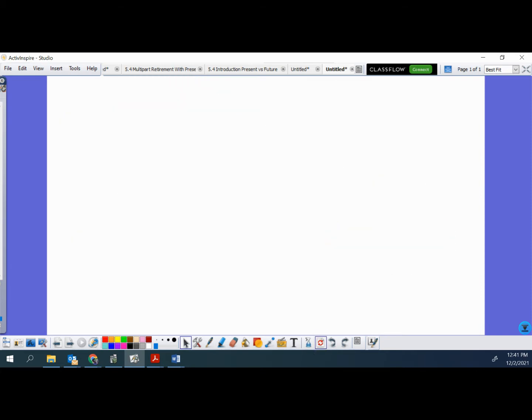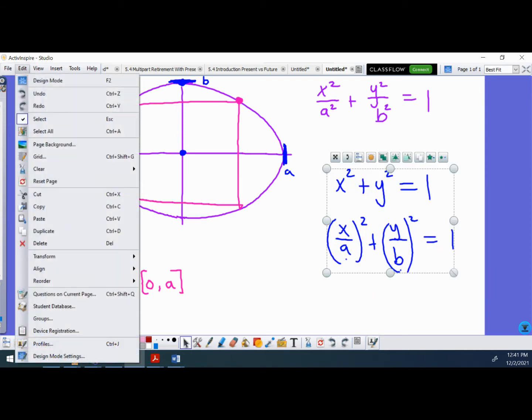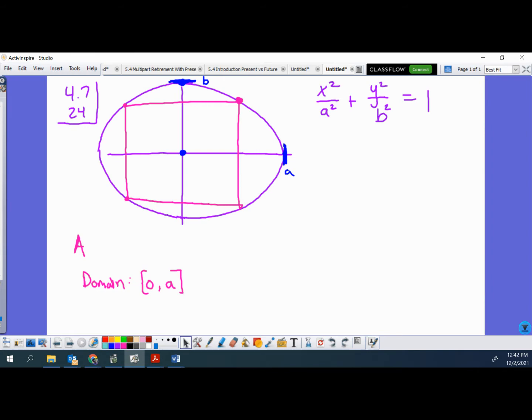And whoops, that's not what I wanted to do. Here, we'll just do it that way. And yeah, we need to represent the area of this rectangle now, right? That's the thing that we're trying to optimize, right? Maximize the area of the inscribed rectangle.